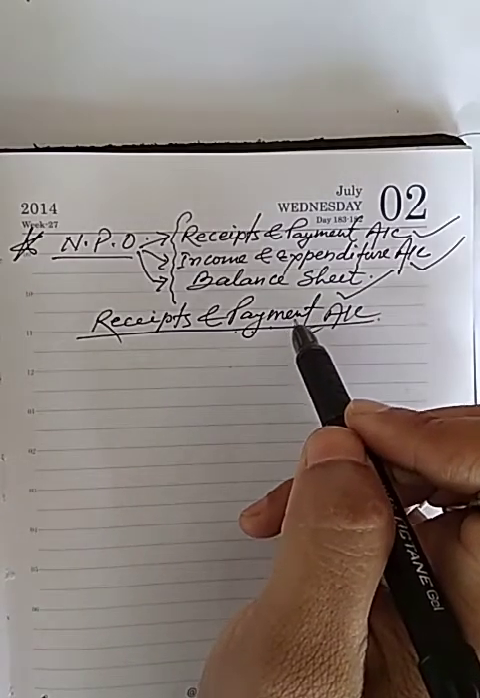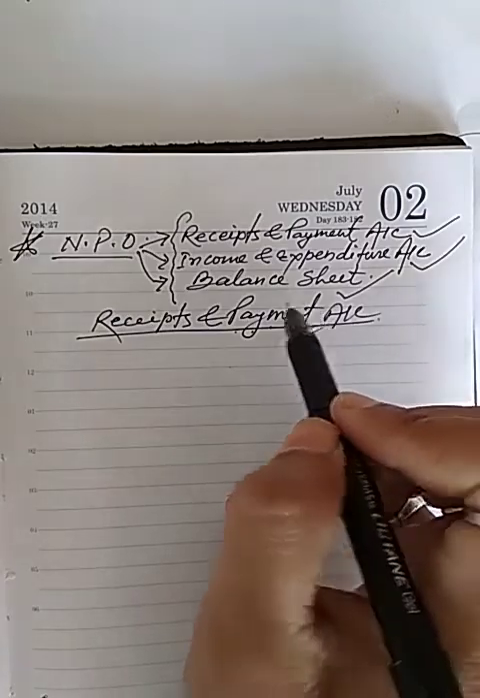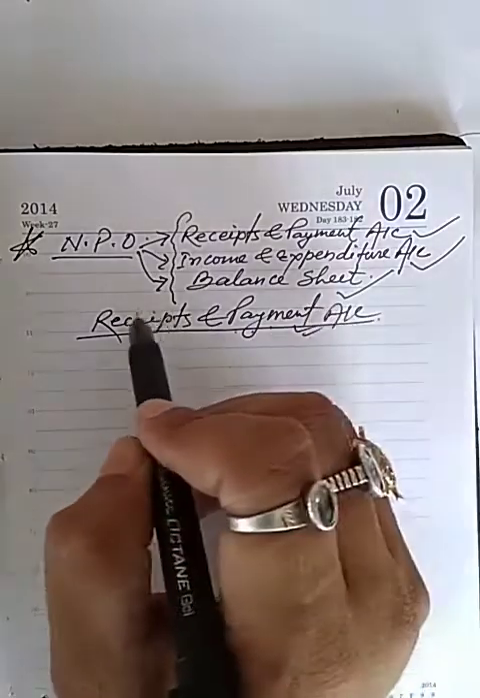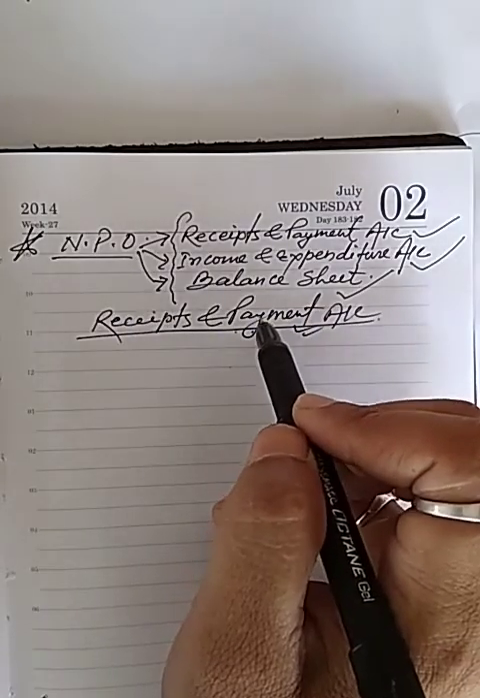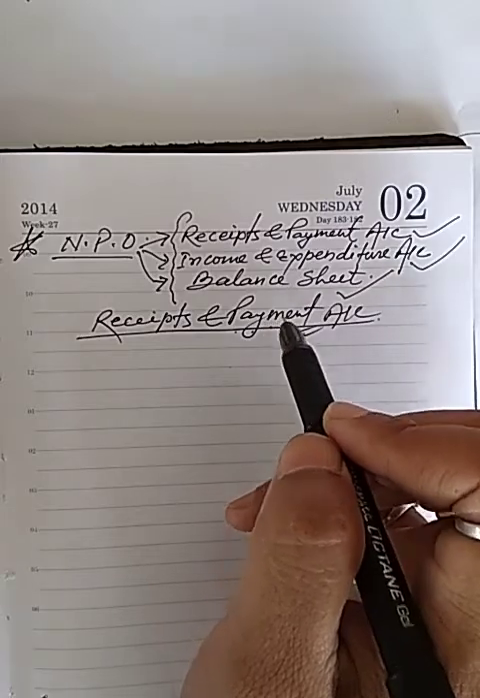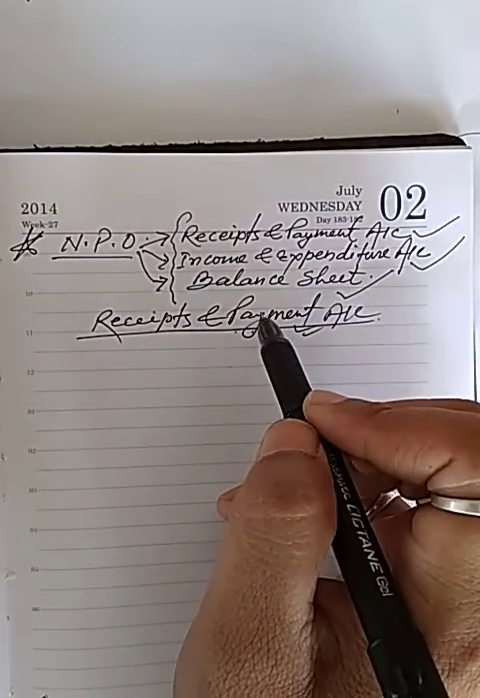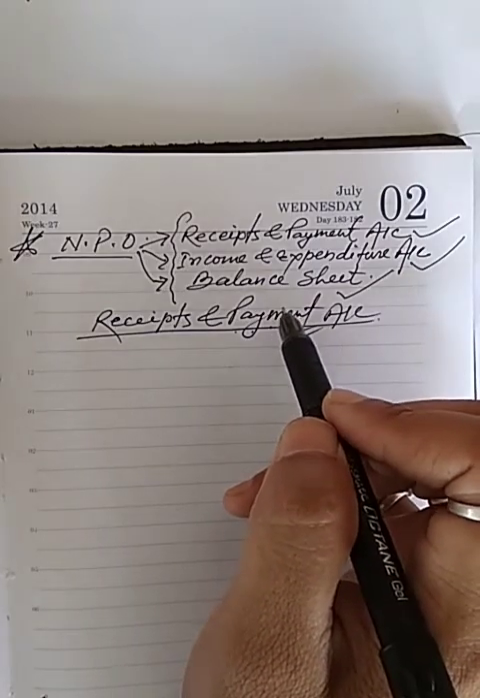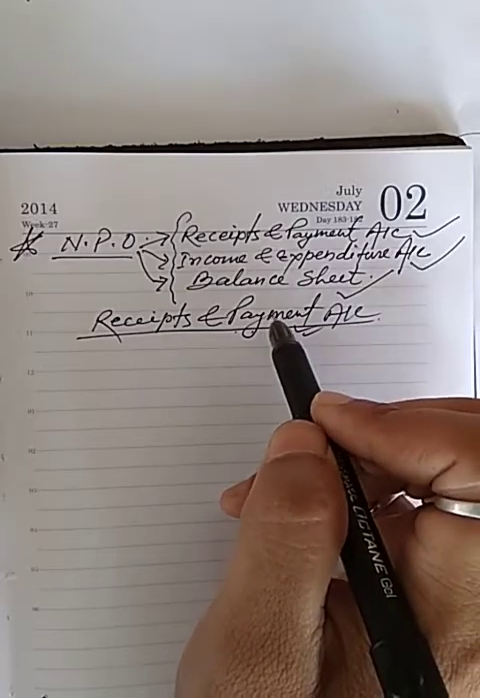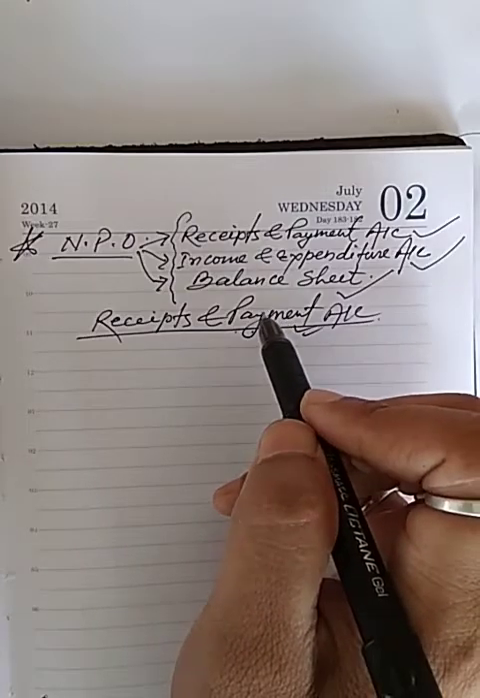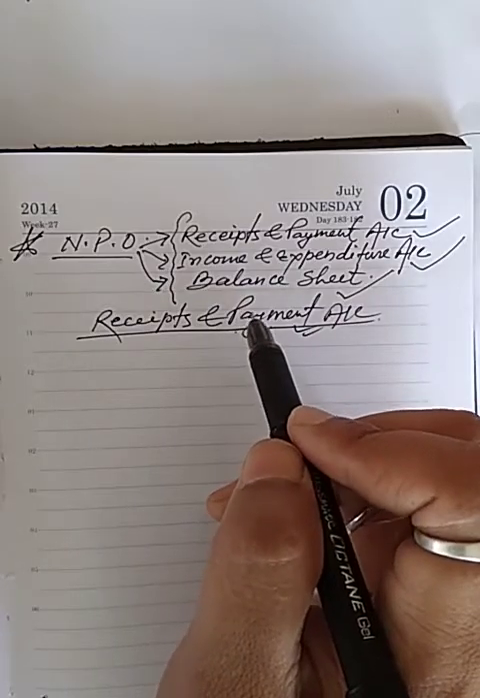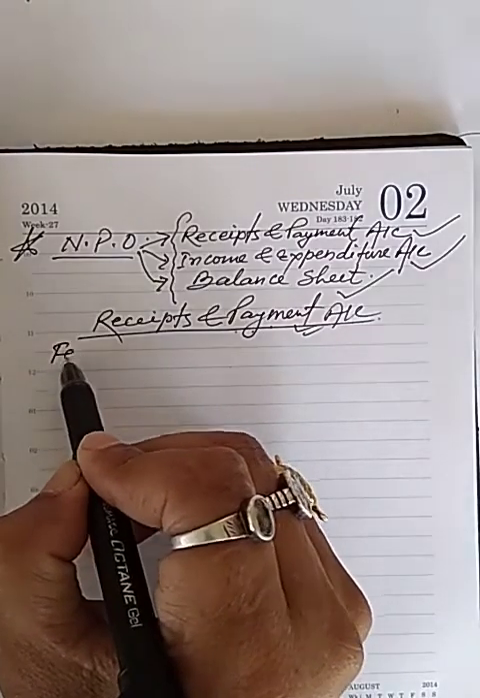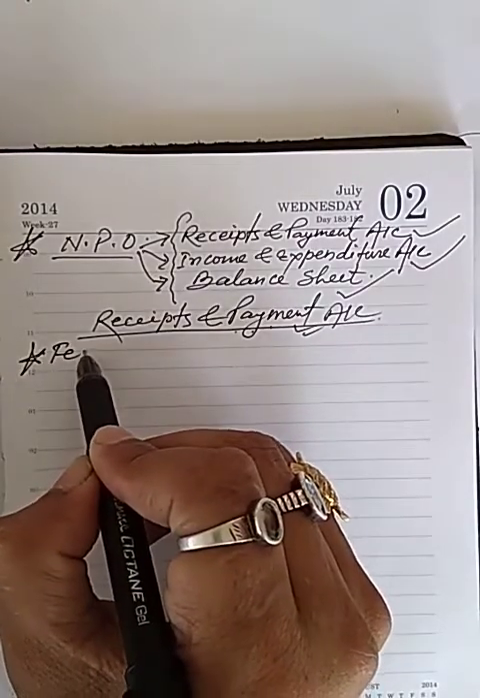As such, a receipt and payment account is prepared at the end of the year from the cash book. All receipts and payments which are entered in the cash book are also entered in the receipt and payment account. Any transaction which is not recorded in the cash book will not be entered in the receipt and payment account. So some features of receipt and payment account are the following.